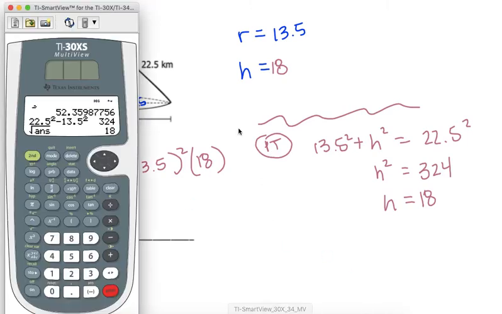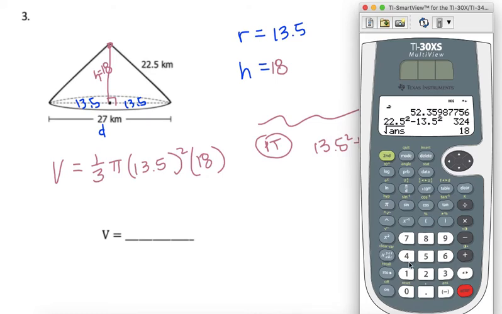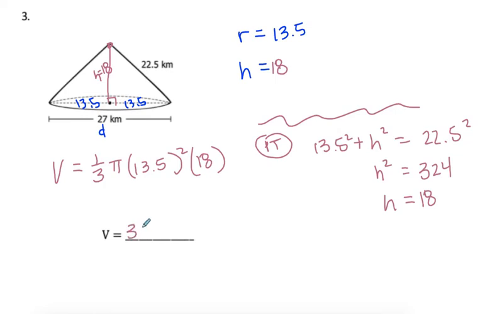All right, in my calculator, I can simplify this, rounded to the nearest tenth. So 1/3, again, don't forget pi. I think that's going to be a common mistake. I've just done it. We want to square our radius and multiply by the height. Now we get a large number there, but we're also dealing with a height of 18 and a diameter of 27. This is really big. So we get 3,435.3. And my units are kilometers cubed.